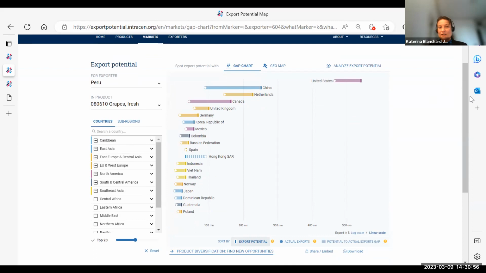Can you see? Is it fine, or shall I play around with the zoom? Yes, I think it looks good. Thank you.